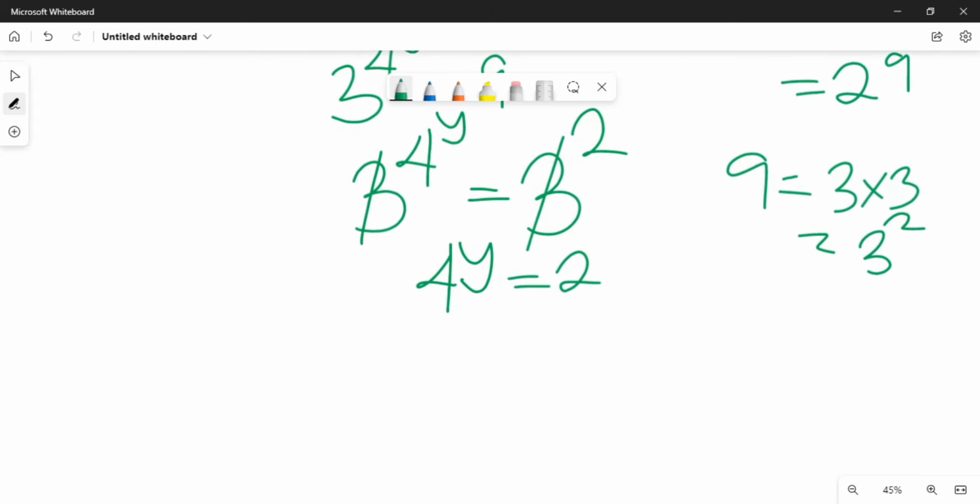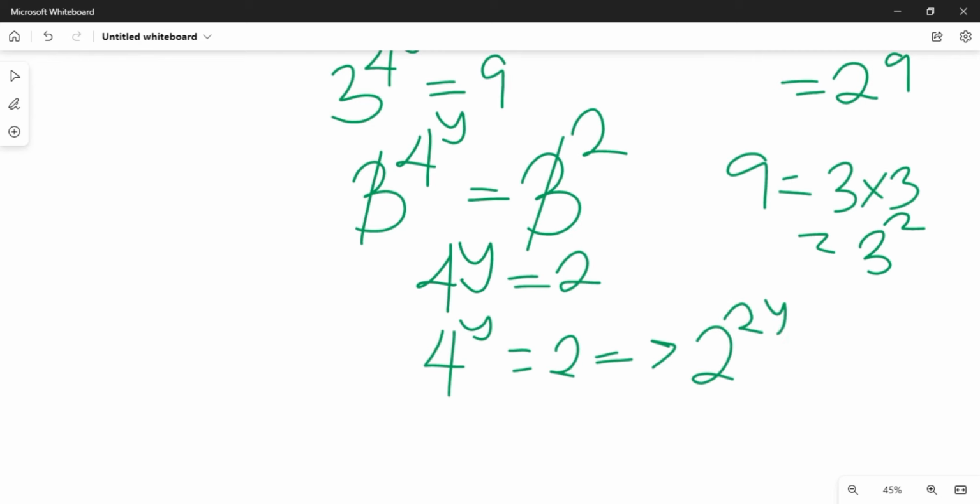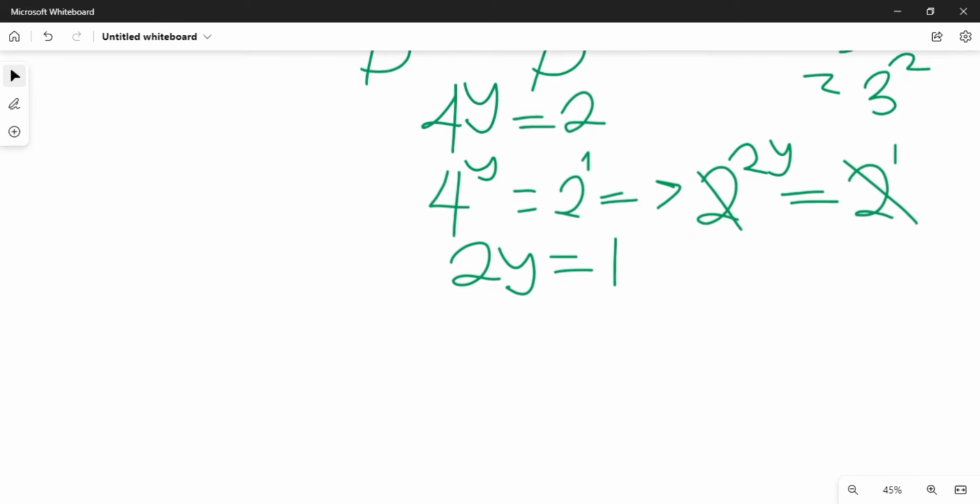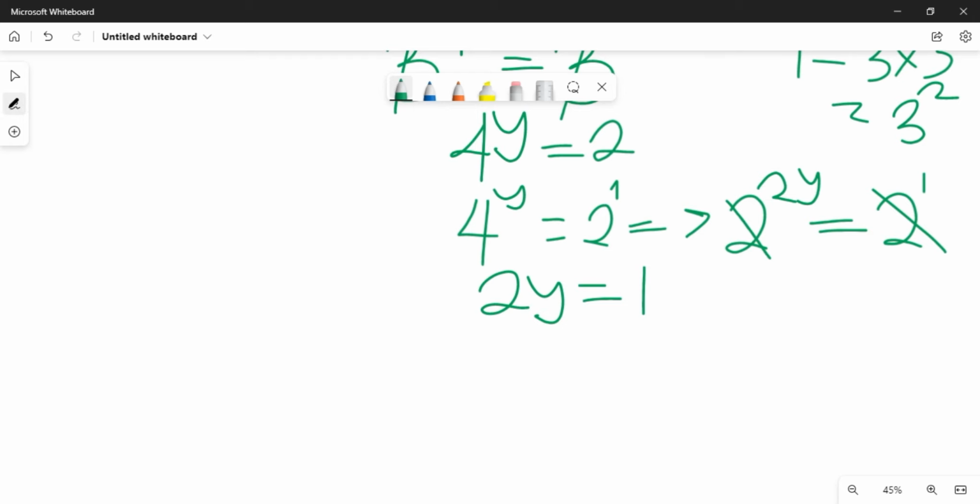Solving this further, we have 4 raised to power y equal to 2, and that will give us 2 raised to power 2y, because 2 raised to power 2 is equal to 4, equal to 2 raised to power 1. Remember, this is 2 raised to power 1. So same base will cut same base, and then we'll have 2y equal to 1. Finally, we'll have y equal to, divide both sides by 2, and y will be equal to 1 over 2.